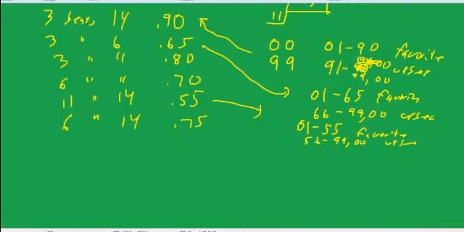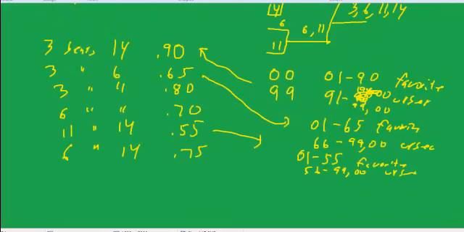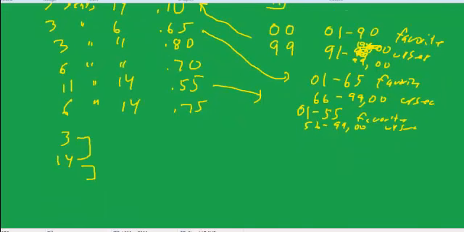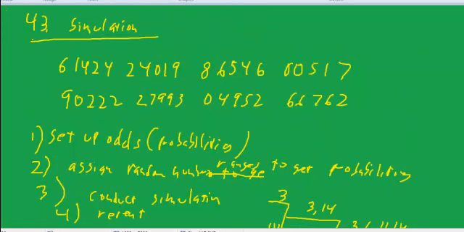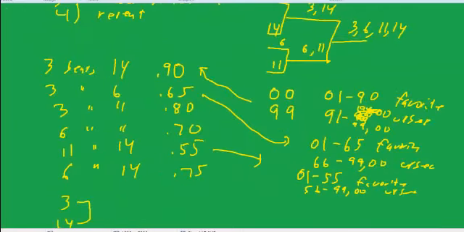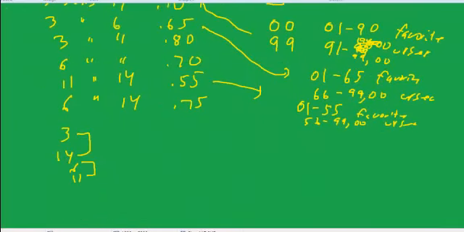So let's set up a bracket. We have 3, 14, 6, and 11. Again, this is just part of a bracket. Now let's see who wins in our first game in the first simulation. So we'll draw 2 numbers. We'll take the first 2 numbers. We get a 61. That falls within the range where the favorite wins, right? Because it falls within the 0, 1 to 90. So we say the favorite wins in that one.